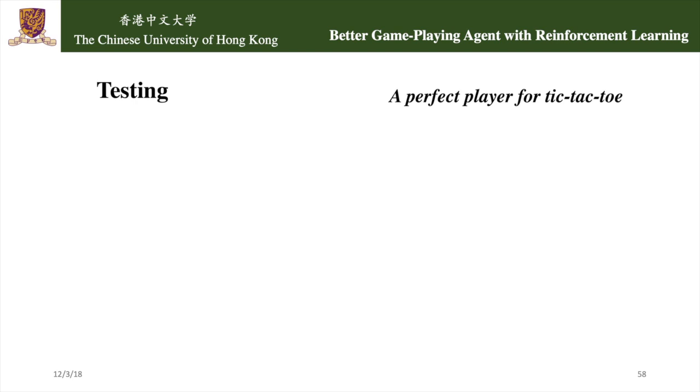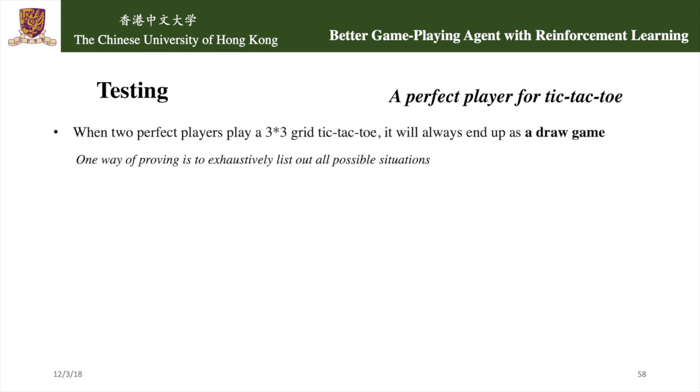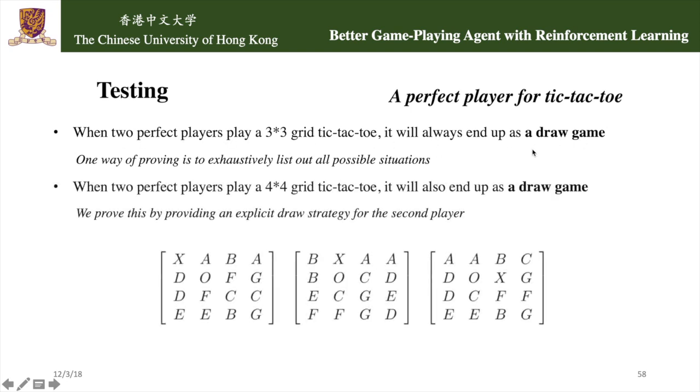I will first talk about what a perfect player for tic-tac-toe looks like. For the traditional 3x3 tic-tac-toe, two perfect players will always end in a draw. And for the 4x4 tic-tac-toe, two perfect players will also end in a draw. We give a very simple proof here. This is a strategy for the second player. In this way, the second player will always have a draw game.